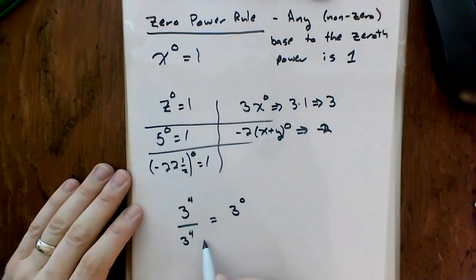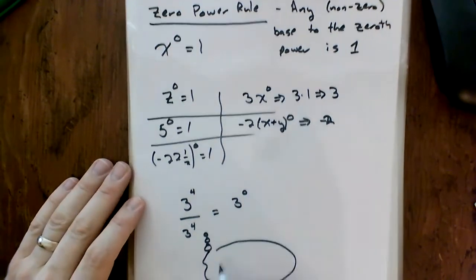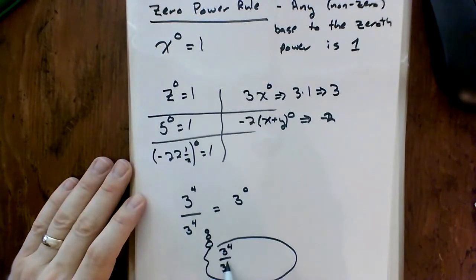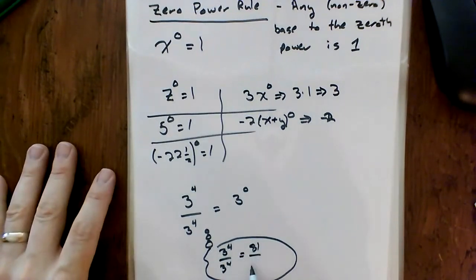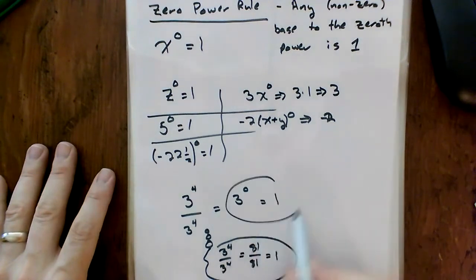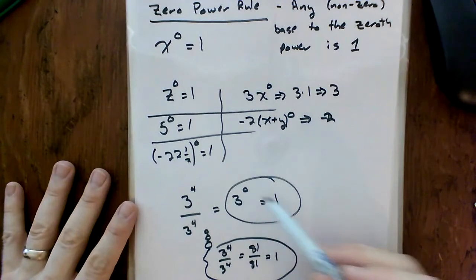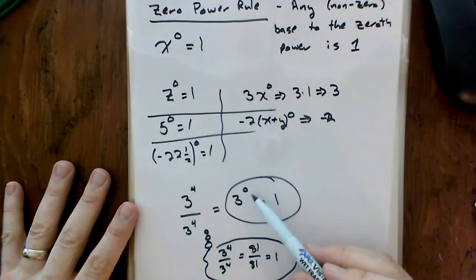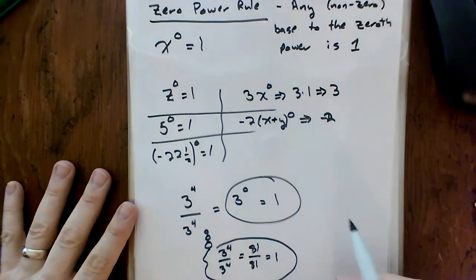But I also want you to think about what that's going to look like. 3 to the 4th over 3 to the 4th: 3 times 3 times 3 times 3 is 81, so that's going to be 81 over 81. And anytime you've got something divided by itself, the answer is 1. So essentially, when you take something to the 0th power, you're asking what happens when I divide this number by itself. So that's what's happening with our zero power rule.